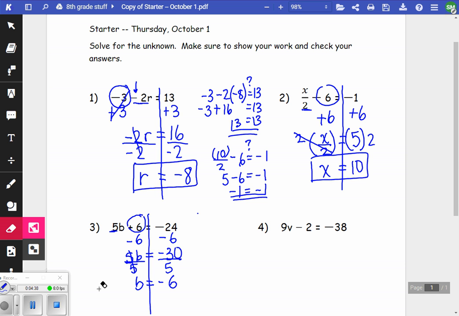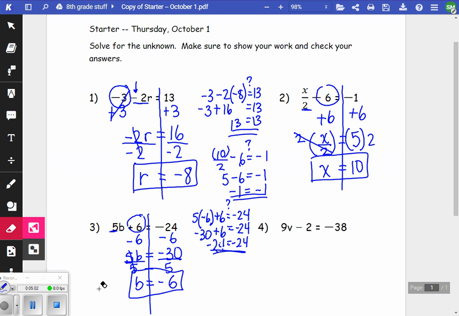I'm going to check it really quick. 5 times -6 plus 6 equals, I'm hoping, -24. That gives me -30 plus 6. Again, I'm hoping -24. -30 plus 6. Put it in the calculator. It is indeed -24.